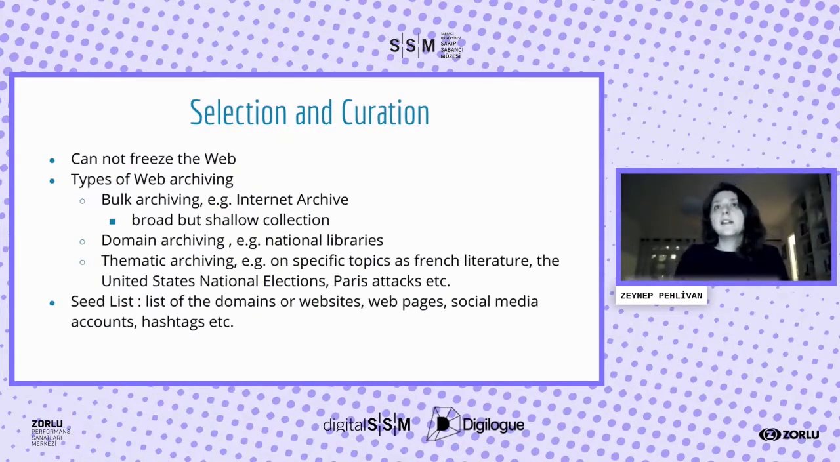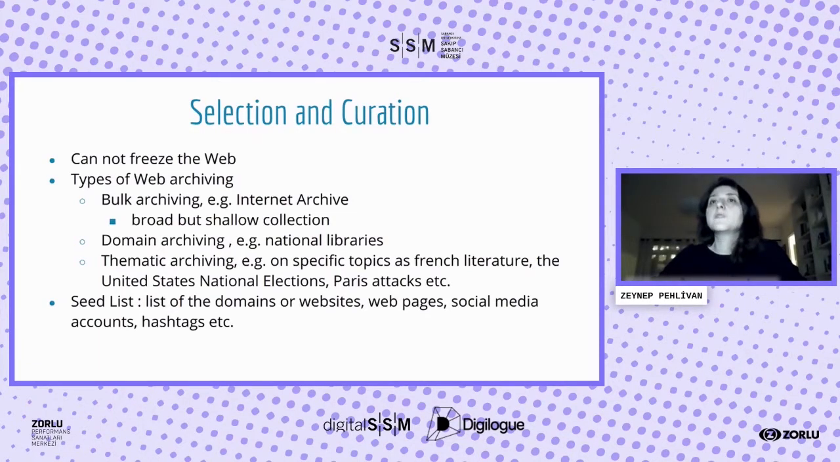And there's domain archiving. Most national libraries try to do that by using the top-level domain, for example .fr for France. It's not that broad, but it still remains a shallow collection because the web is huge, even at the country level. And there are other questions, like what are the French websites? Is it just .fr or all the content in French? And other questions.